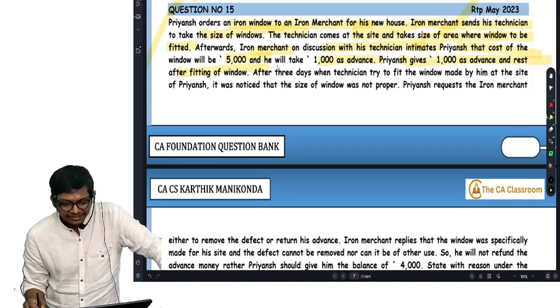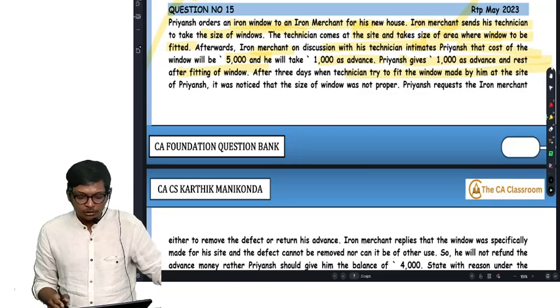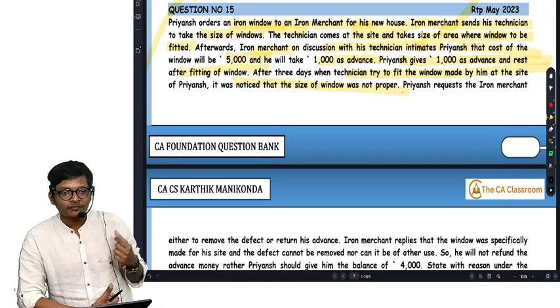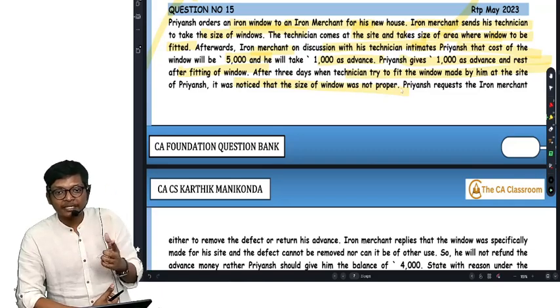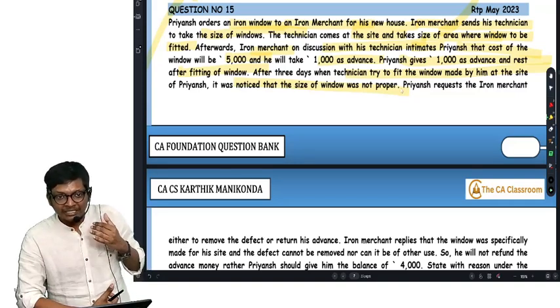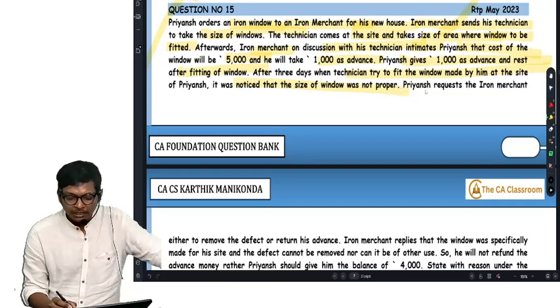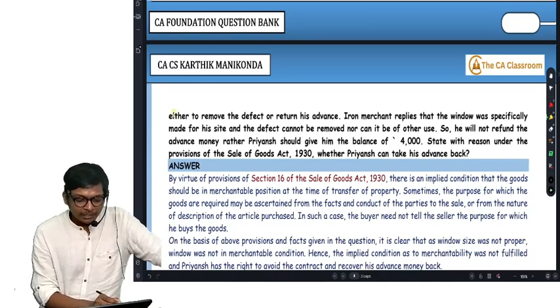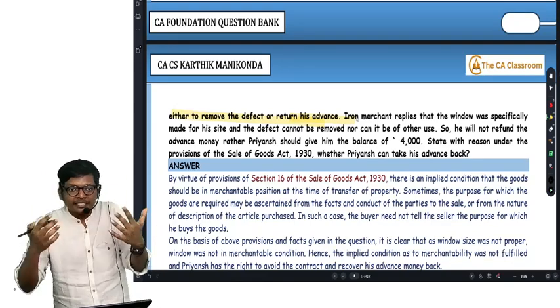After 3 days, when the technician tried to fit the window made by him on the site, it was noticed that the size of the window was not proper. That means whose fault is it? Technician, seller fault. அவன் measurement சரியா எடுக்கல. Quality or fitness by usage or trade: where the seller deals in specific goods, I am relying on the expertise of the seller, then the seller is liable if the goods are not of proper quality. Now Priyansh asks the iron merchant, என்னப்பா இது, நீங்களே measure பண்ணி நீங்களே window வைக்க முடியல, either remove the defect, or you may give a new window which will fit, or give the 1,000 back to me.